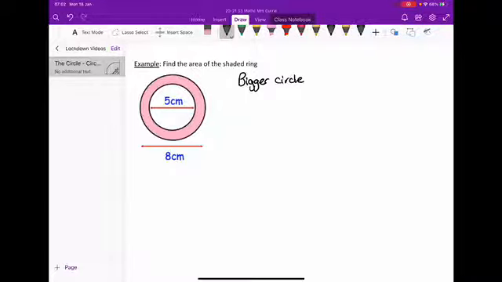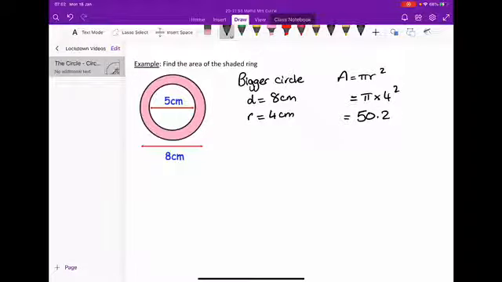So for the bigger circle, first of all, the information that we're given here is we're told that the diameter is 8 centimetres, and we can see that at the bottom of the diagram there. However, for area, we want the radius. So I'm just going to halve that diameter and write my radius is 4. So going over to area, that is pi times 4 squared. And pi times 4 squared is 50.265.